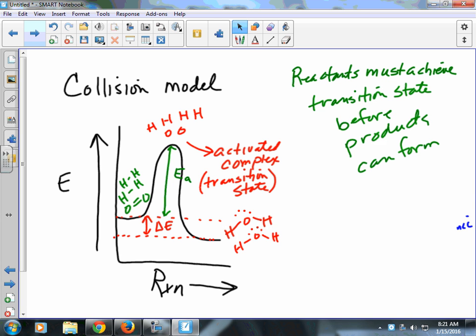Now, before we start looking at activation energy quantitatively, I want to go through the collision model. The collision model is a theory. Remember, scientific theories explain or attempt to explain how and why something happens. Laws don't. Scientific laws just tell you something is what it is, like the law of conservation of mass, right?